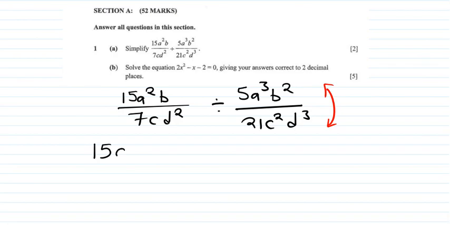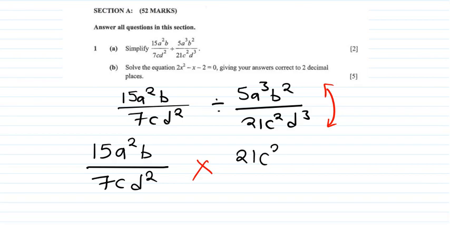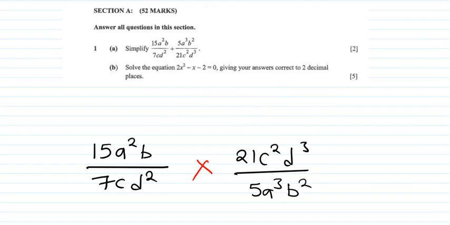15a squared b over 7cd squared. Now the division will become multiplication, and then we'll swap the denominator and the numerator on the right. So what's on the denominator? 21c squared d to the power 3 will become the numerator, and 5a to the power 3 b to the power 2 will become the denominator. Okay, simple and straightforward.